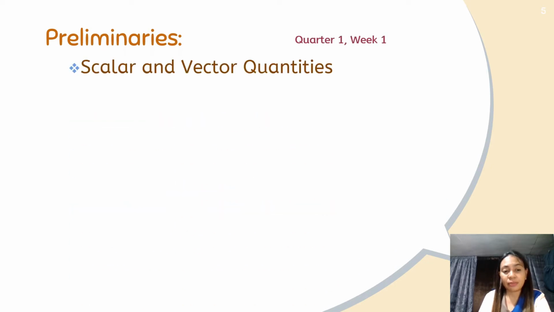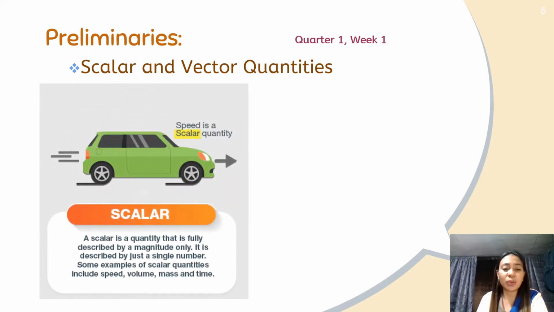So this time, before we dive to the mathematics of physics here in addition of vectors, let us have a recall of our previous lesson from junior high school: the difference between a scalar and a vector quantity. A scalar quantity is purely magnitude. A scalar is a quantity that is fully described by a magnitude only. It is described by just a single number. Some examples of scalar quantities include speed, volume, mass, time.